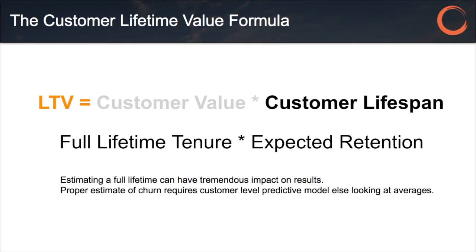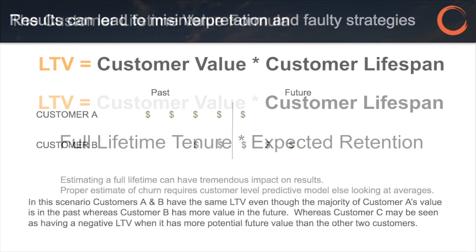The other half of the equation, determining the customer's lifespan, is a combination of determining the full potential lifespan and then discounting it back based on expected customer retention. The main issue here is that there's an inverse relationship between the length of the lifespan and the confidence in the accuracy of the calculation. In other words, the further out you're projecting, the less likely the calculation will be accurate. As a result, the results can lead to misinterpretation.